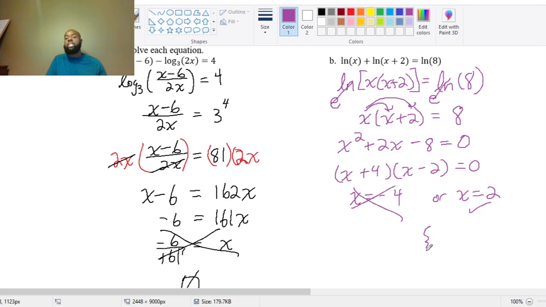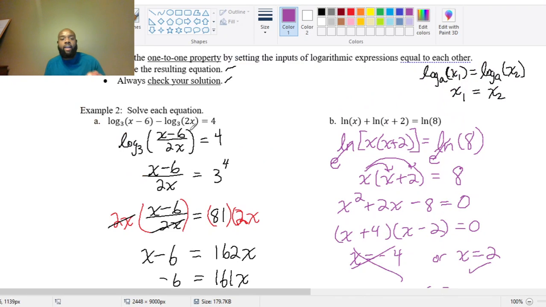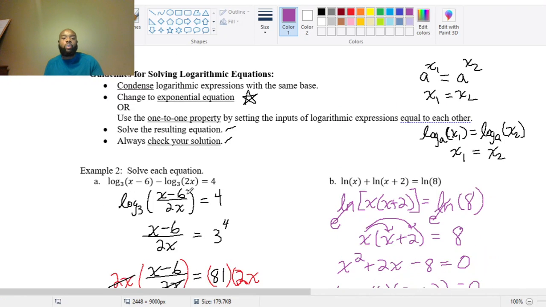So my only solution here is x equals 2. So that is my solution set. So we know how to get the x from being inside, or the input of, our logarithmic expressions, right? You're either going to change it to an exponential equation like we did in this example here, or you can use that one-to-one property to get your x's from being the input inside of your logarithmic functions like we did in this equation here.